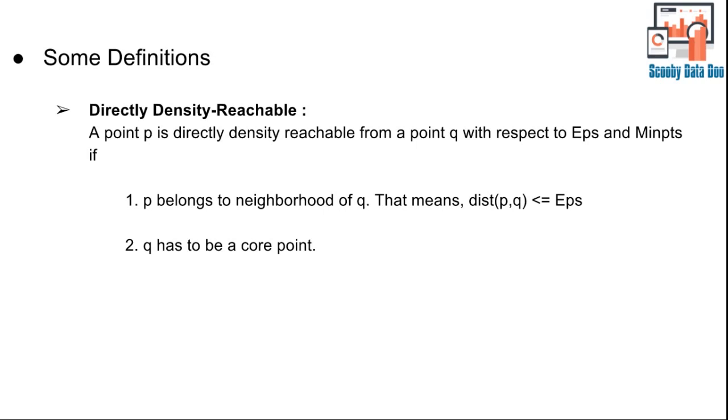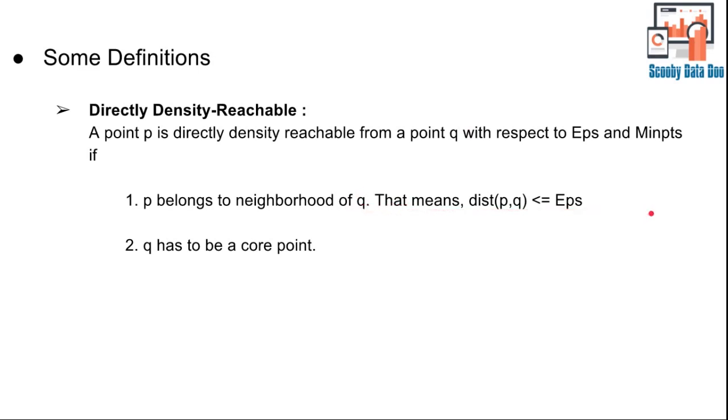Okay, so a point P is directly density reachable from a point Q. Very important. From which point and to which point? That is the important concept to understand here. A point P is directly density reachable from point Q with respect to EPS and min PTS, which are the user defined parameters here. So a point P is directly density reachable from point Q if P belongs to the neighborhood of Q.